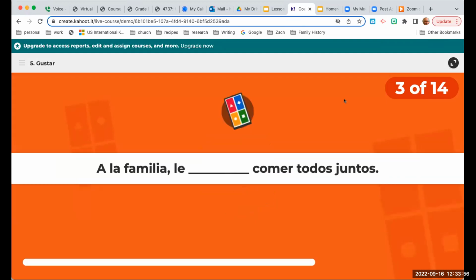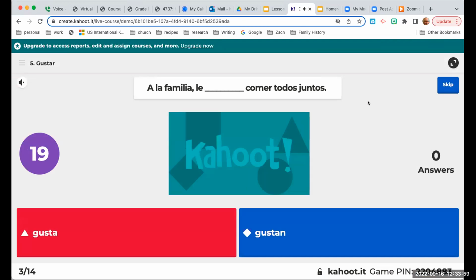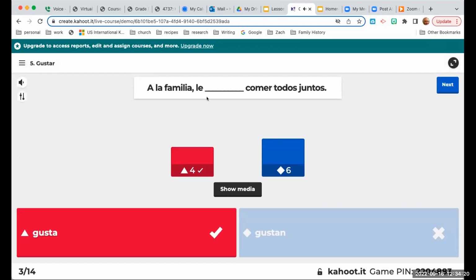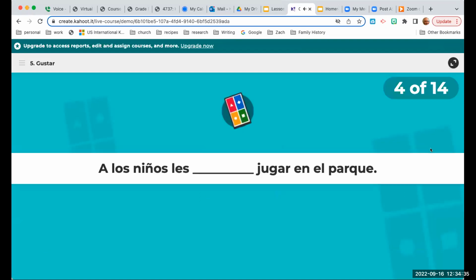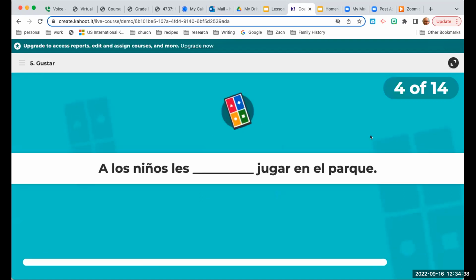A la familia le blank comer todos juntos. The answer here is gusta. Remember earlier I showed you that if gustar comes before a verb, comer, we have to use gusta, not gustan. A los niños les blank jugar en el parque.